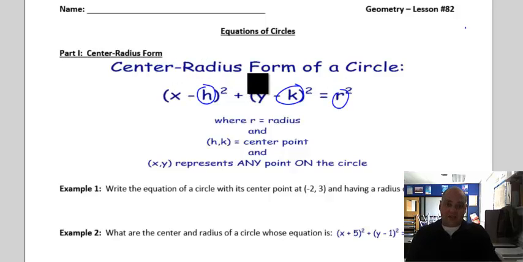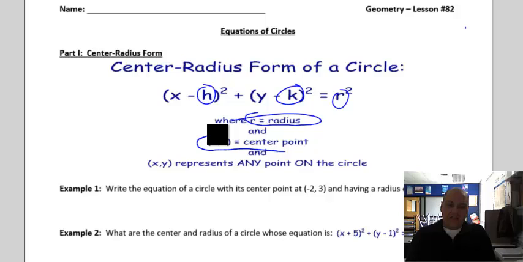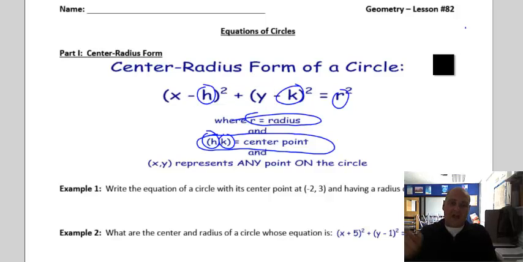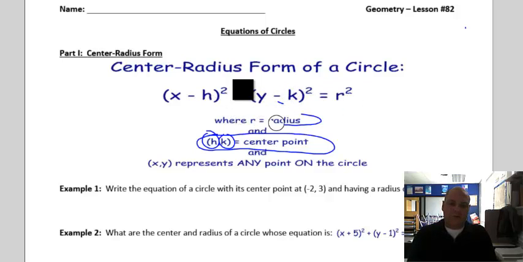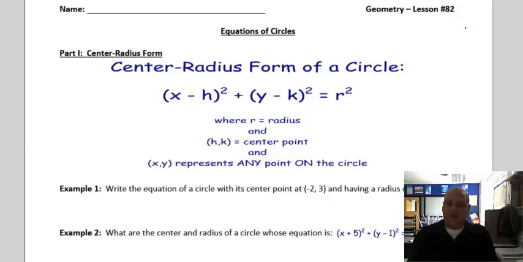x and y, you will see x and y in the equation. r is the radius, okay? (h, k) is the center point. So h is the x value of the center point, and k is the y value of the center point. And x and y just represent the points on the circle. Okay, so we're going to see how this works. Right now it probably looks like a lot of letters to you, so it's probably confusing. It doesn't mean much, but we're going to do some examples here, and I think you'll get to see it a lot better.